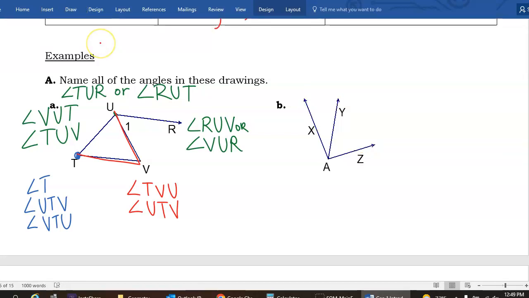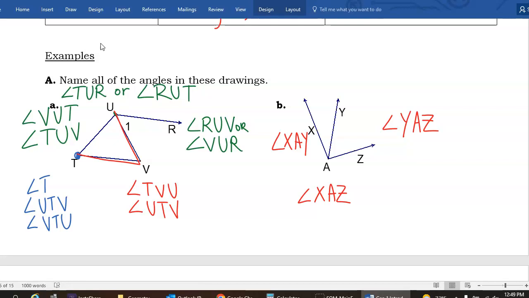I'm going to start with the large angle, XAZ. I'll just name them one way. You can go forwards or backwards, XAZ or ZAX. I'm going to do this angle on the left here, angle XAY or angle YAX. And then the angle more on the right, angle YAZ or angle ZAY. So 3 angles there.